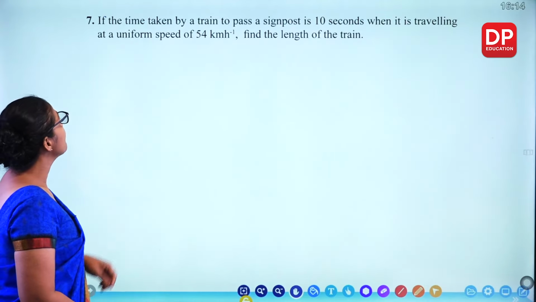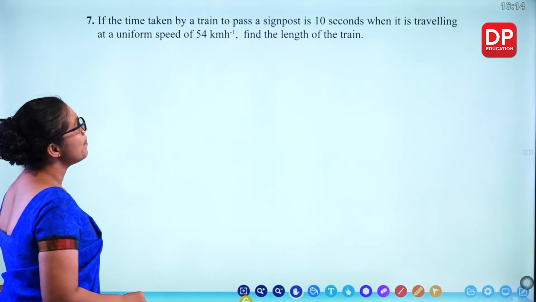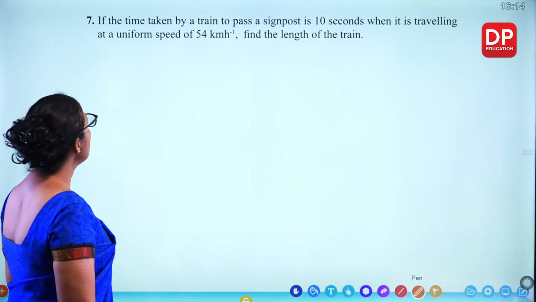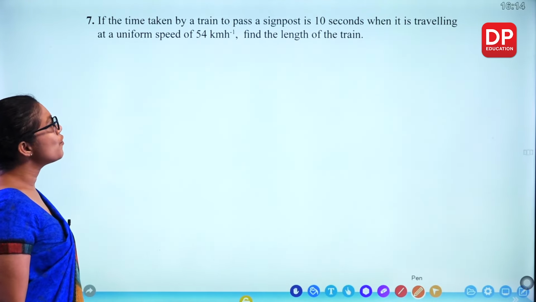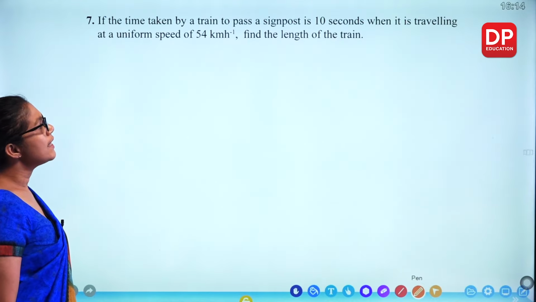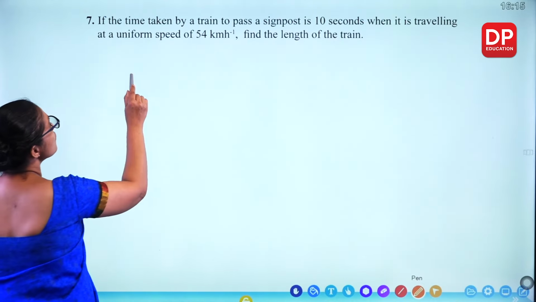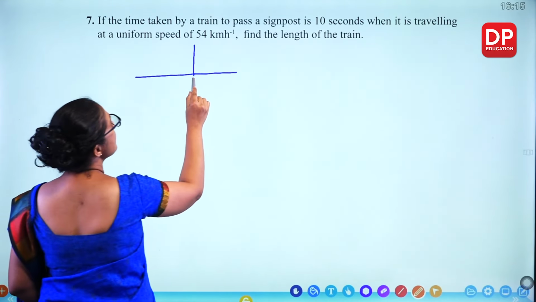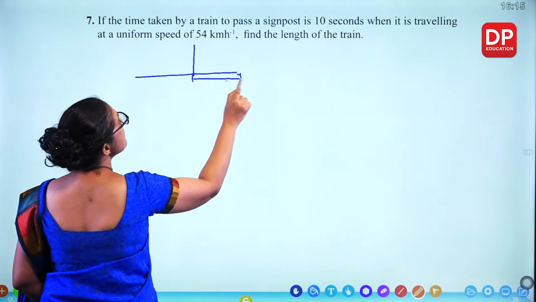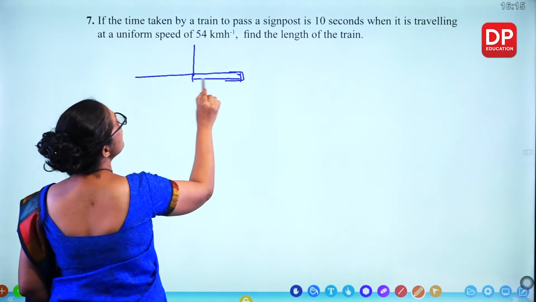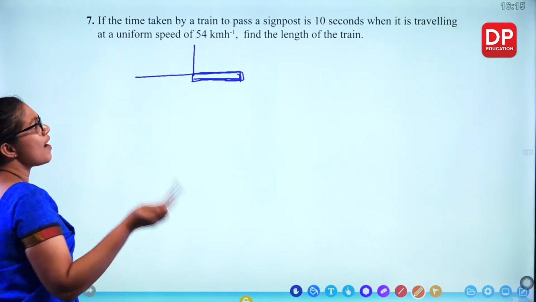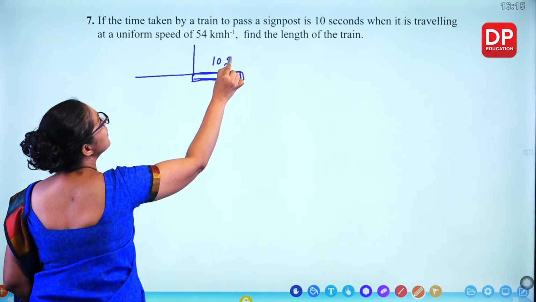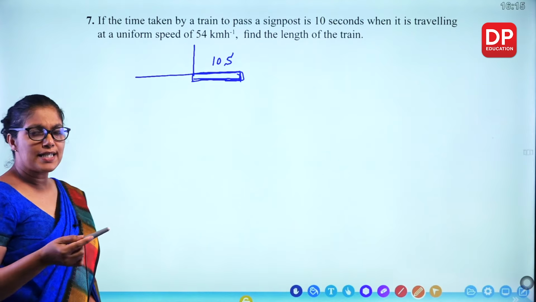Question number 7. If the time taken by a train to pass a signpost is 10 seconds, when it is travelling at a uniform speed of 54 kilometers per hour, find the length of the train. So here, if this is the signpost, it takes 10 seconds. We'll take this as the train. We don't know the length. That's the distance travelled within 10 seconds. And the speed is given in kilometers per hour.